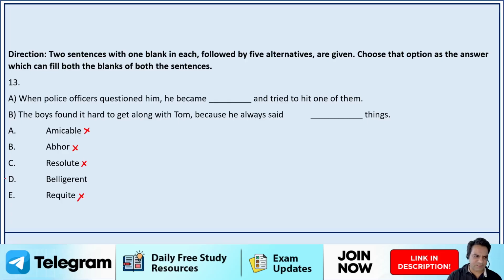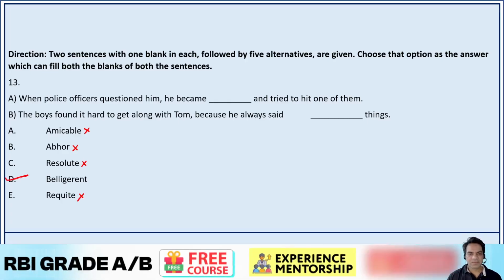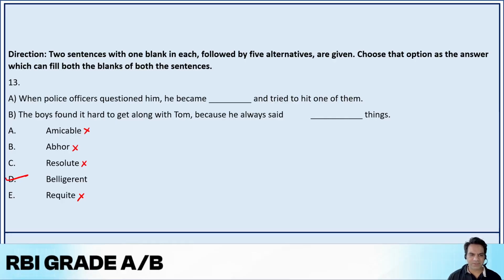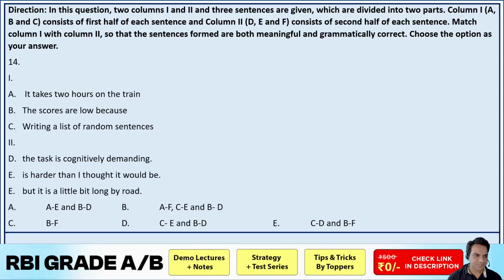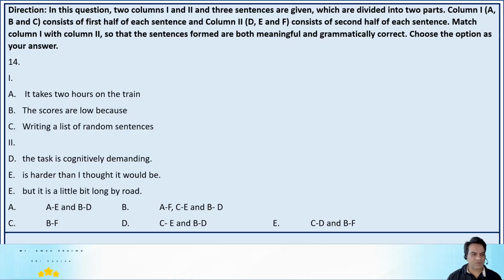So the correct answer is belligerent. Clearly, he became belligerent. He became angry and tried to hit one of them. And the boys found it hard to get along with Tom because he always said belligerent things. So option D is your correct answer. Next question, guys.